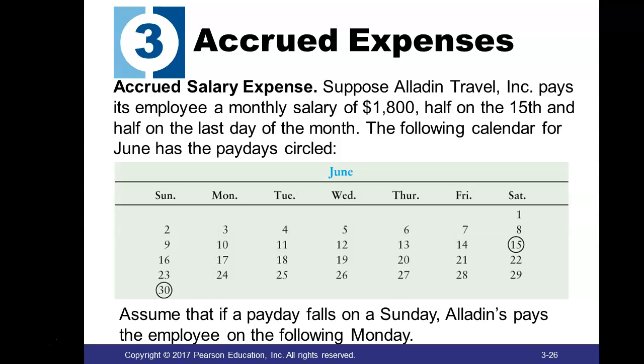Now, in the real world, for most companies, if your payday falls on a Sunday, they're going to pay you on a Friday. But for the sake of this example, we're just going to say that instead of them being paid on a Friday, they're going to be paid on a Monday, which is the day after, which is an absolute no-no, by the way. But we're going to just assume for the example they're going to pay the next month.